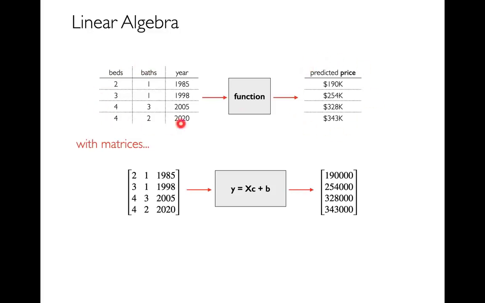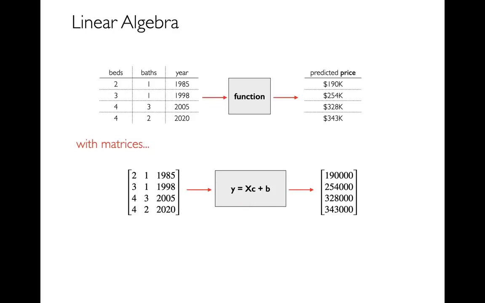Well, I might take all these numbers in a data frame and put them in this matrix here. And then for my function, I may have just an algebraic expression, which is using matrices. So my x here is this matrix, c is a vector, b is just a number. And when I run this, I'm going to get this other vector out here, which actually has all the prices. So to understand what's going on here, we have to learn a little bit of linear algebra.